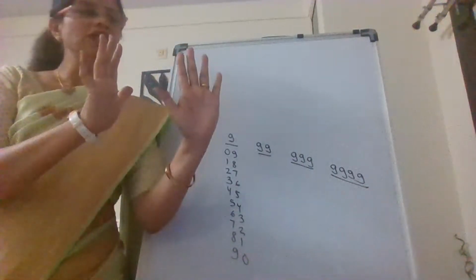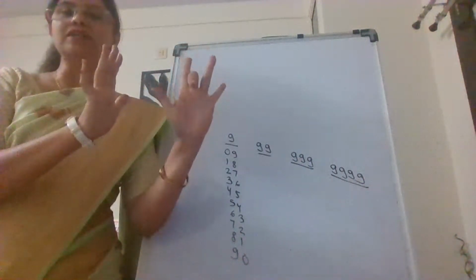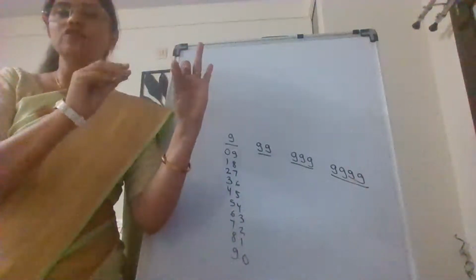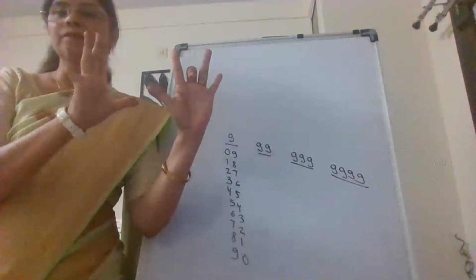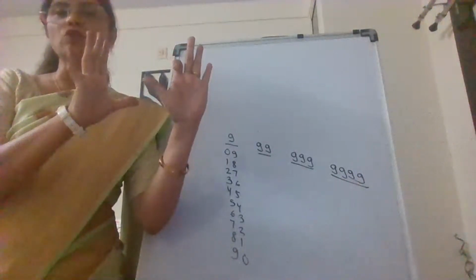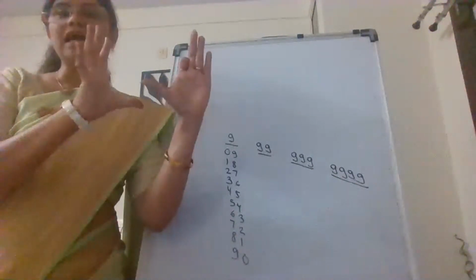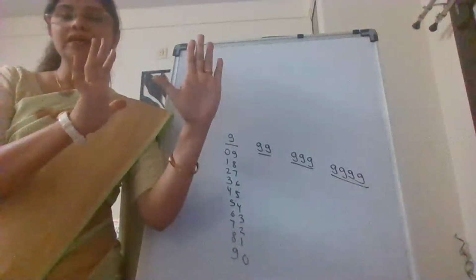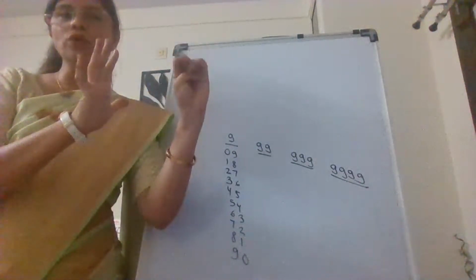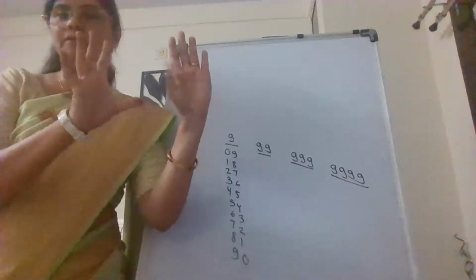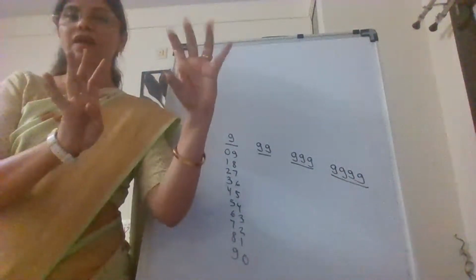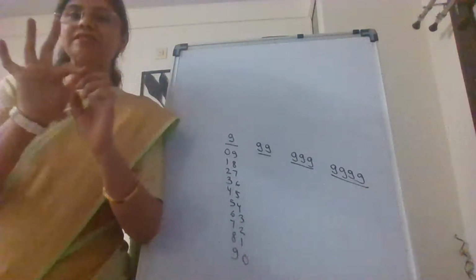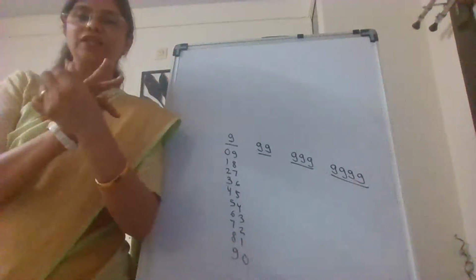Now what you have to do? 9 times 3. Just put down this third finger, and you will get your answer. This is 2 and this is 7. So your answer is 27. Now 9 times 4, this is 4. So your answer is 3 and 6, 36. 9 times 5, this is 4 and this is 5, 45. 9 times 6, this is 5, this is 4, 54. 9 times 7, this is 6 and 3 here.